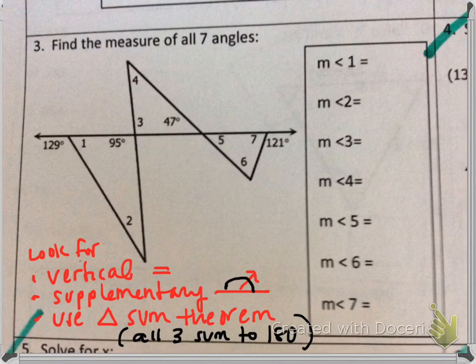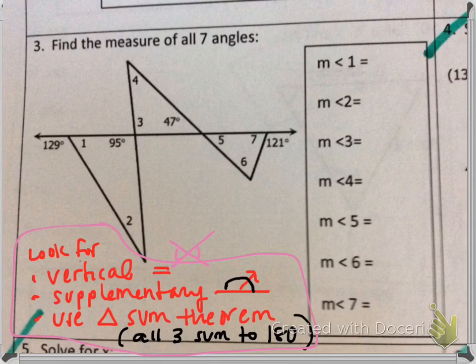Alright, for number 3 we have to find all 7 missing angles, and here's what we're going to look for. Down here I wrote some ideas. First, look for vertical angles. Those are the easiest because they're always equal. Remember, vertical angles are made by two intersecting lines, kind of like an X, and they're on opposite sides.